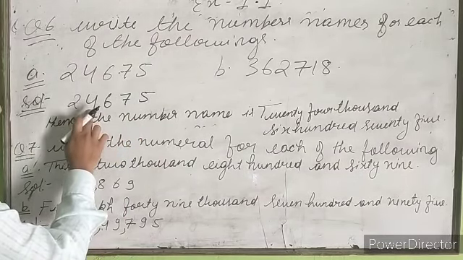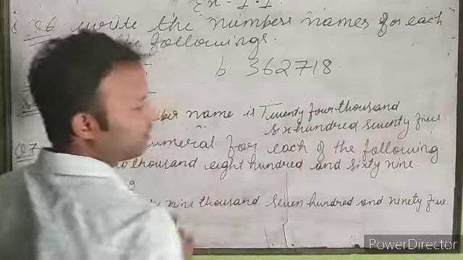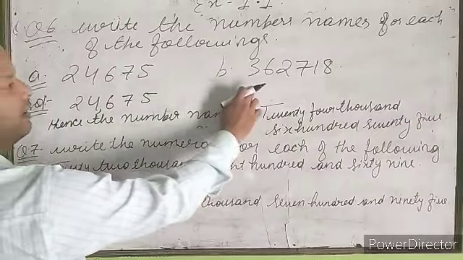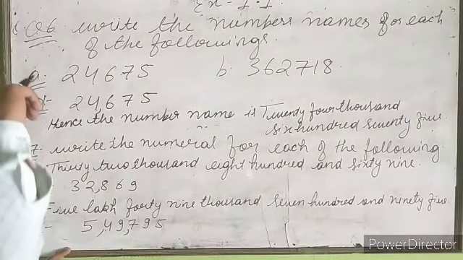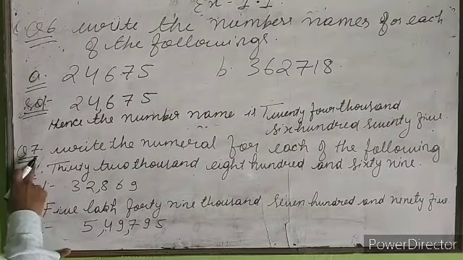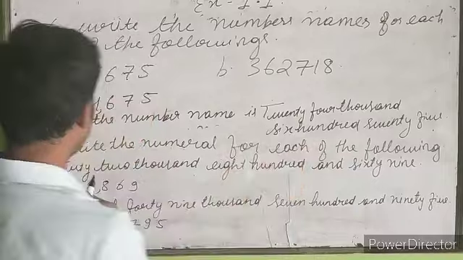So now we will read it. 24,675. Similarly the B1, that is your homework that you have to do in your rough copy, or you can do directly in your fair copy also. Now the question number 7th is write the numeral for each of the following.